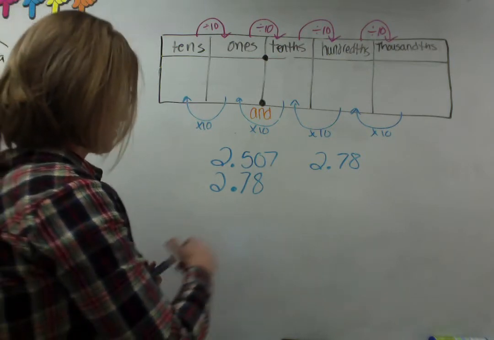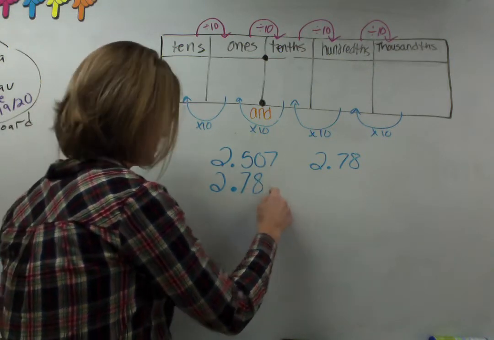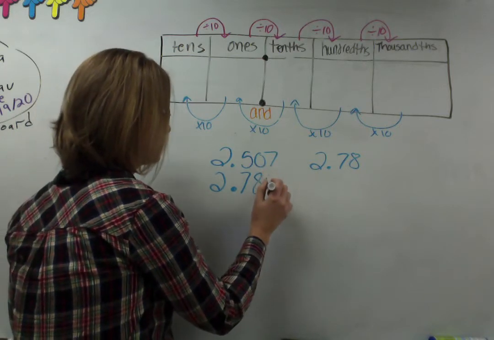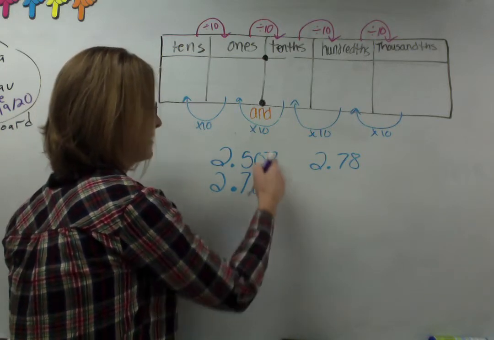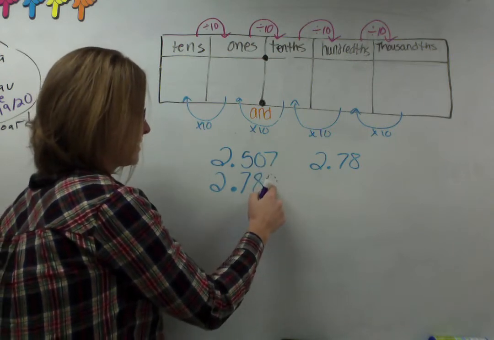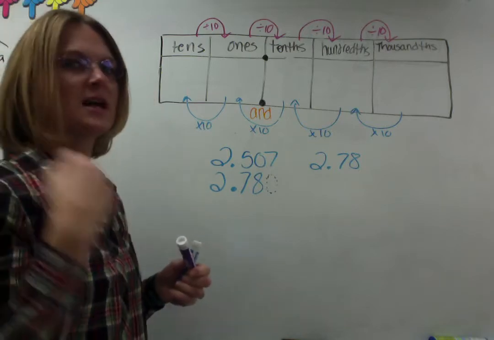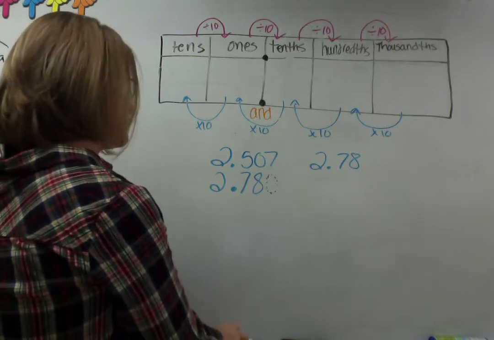Okay, and remember, if you put a 0 at the end of a decimal number, it won't change the number. So if you wanted to put a 0 here so that it looked nice and neat for you and everything was lined up, you could do that, because the 0 does not move the 7 or the 8 into a different place. So it's not changing the number. So you can do that.